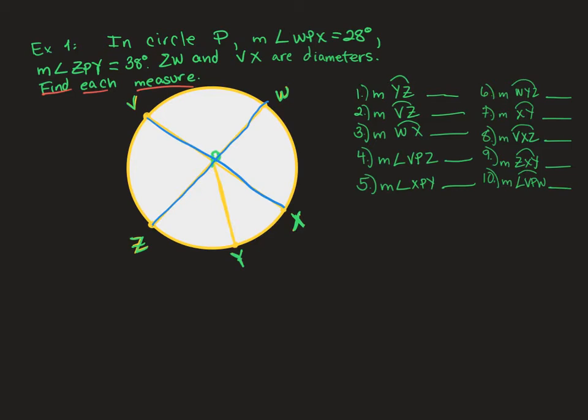So in circle P, measure of angle WPX is equal to 28 degrees, and the measure of angle ZPY is equal to 38 degrees. ZW and VX are diameters. So find each measure. Okay, so the measure of angle WPX equals 28. So WPX is right here. So it's telling us that it's 28 degrees.